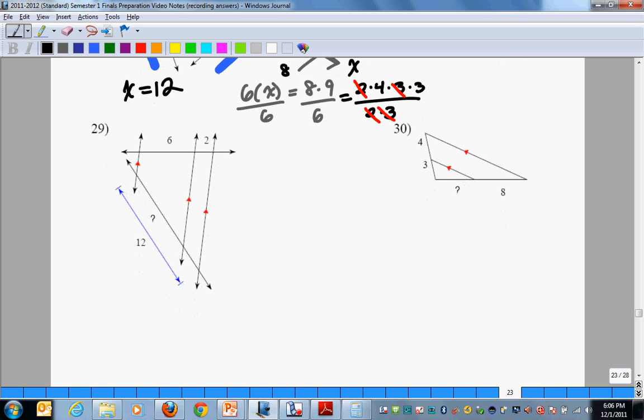Number 29. Match and mirror, match and mirror. So taking a look here, our 12 matches with the whole thing over here. Be really careful with that. That's going to be 6 plus 2 with 8. So 12 matches with 8. And then our unknown matches with 6.